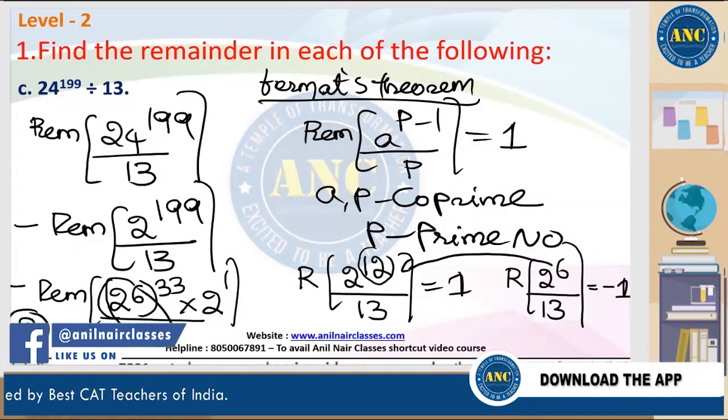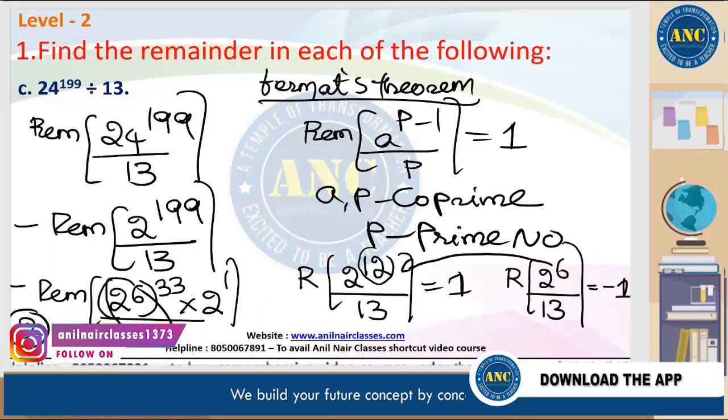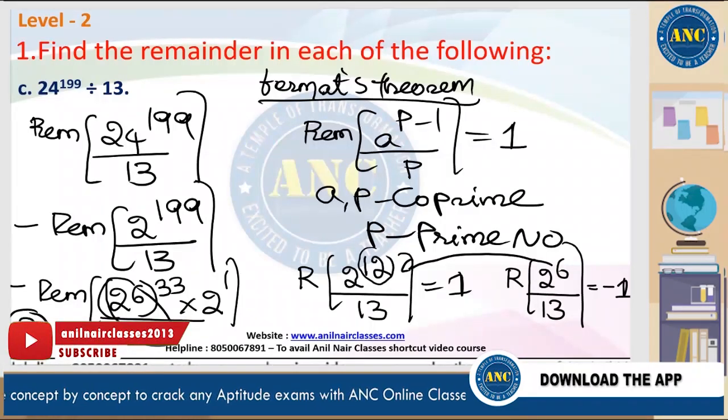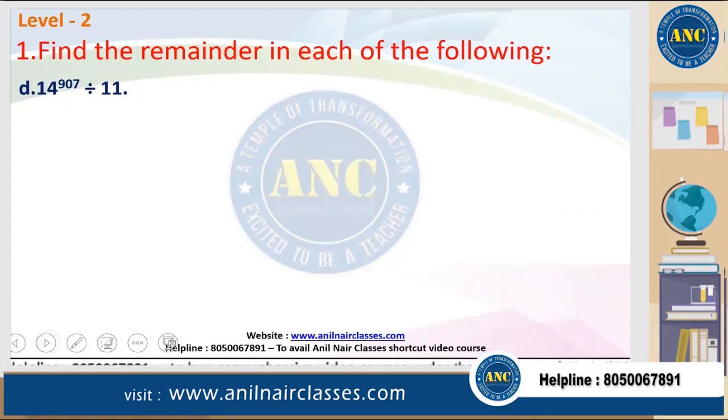Minus remainder of 2 power 199 by 13. 2 power 6 power 33 into 2 power 1 by 13. 64 by 13. 13 5s are 65, minus 1. Minus 1 power odd is minus 1. Minus 1 into 2 is minus 2. Third problem. I hope it is clear.